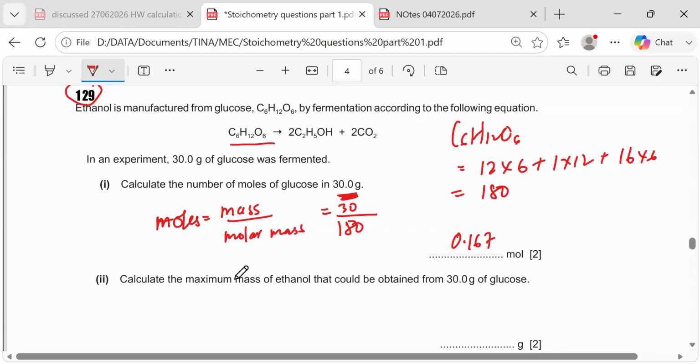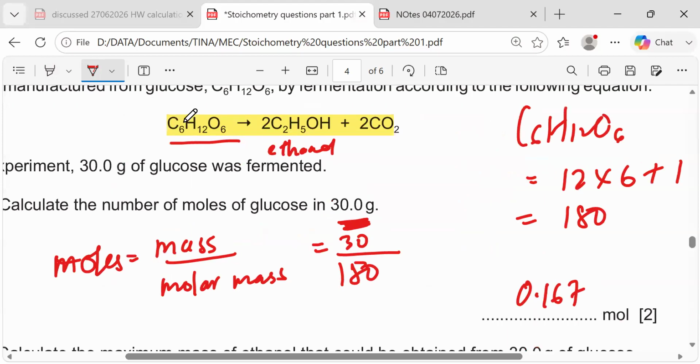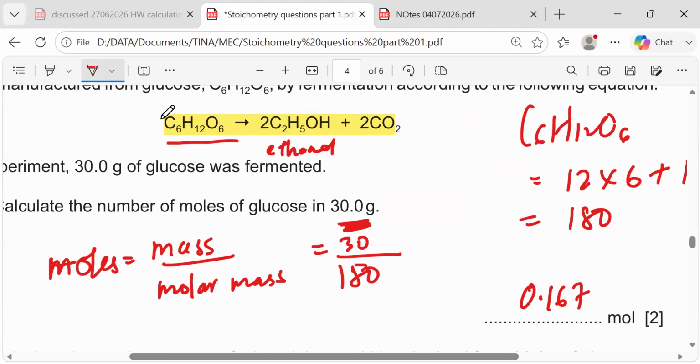Okay, look at this equation. This equation is telling you glucose reacts to form ethanol and carbon dioxide. This formula is ethanol. Now what you need to do is look at the numbers in front. In front of glucose, any number? No, so that means it's 1. In front of ethanol, there's a big number, so the number is 2. So for every one of this, I will make 2 of this. That's what the numbers mean. For every 1 mole of glucose, I make 2 moles of ethanol.